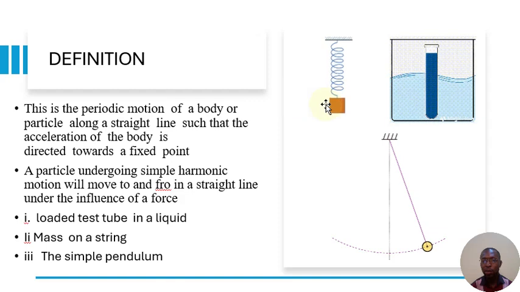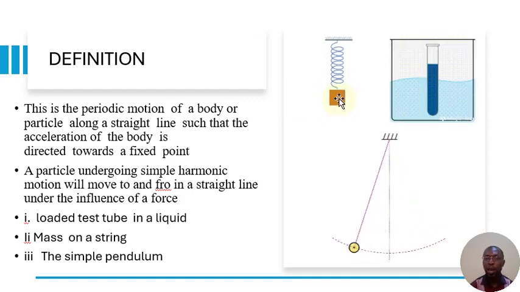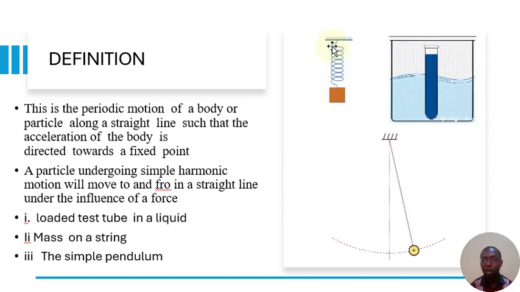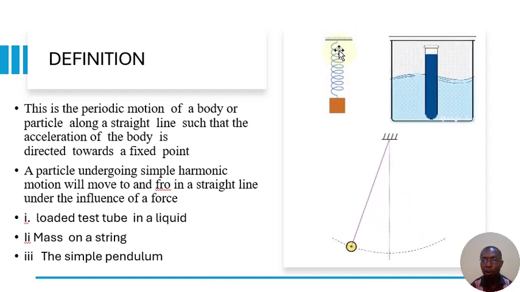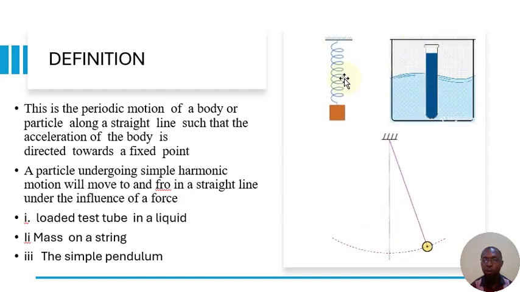Now, if you look at this first diagram, here is a loaded spiral spring. You can see it moving up and down. This up and down is what we refer to as to and fro. It's repeating its movement from up to down, up to down. That is a simple harmonic motion. Some other time we call it periodic motion.